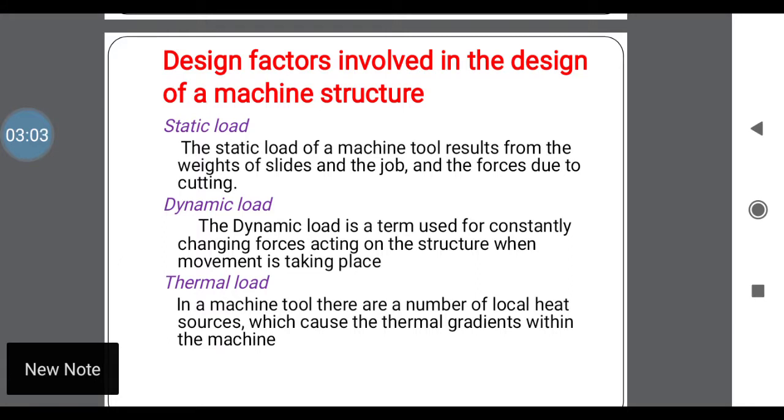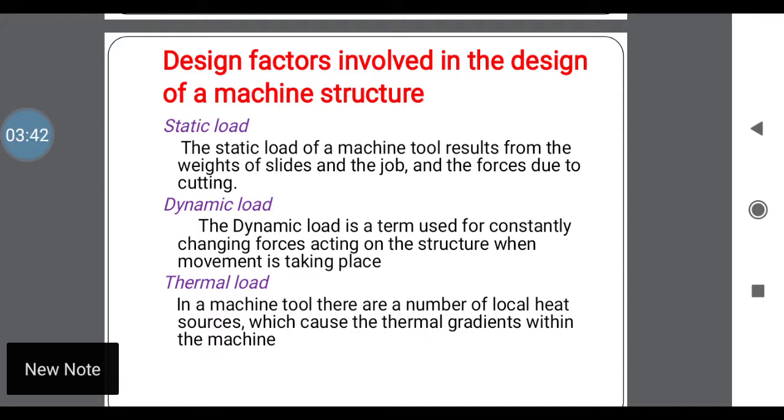The first factor is the static load. The static load of a machine tool results from the weight of slides and the job. This is a static condition. Second is the dynamic load. Dynamic load is the changing force acting on the structure, that is, on the moving parts. The dynamic load is the force acting on the structure when movement takes place. It means when your device is moving from one place to another place, we need to apply some load. To analyze that load is the dynamic load analysis.